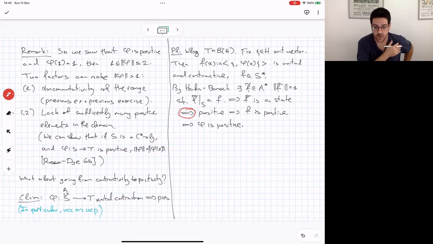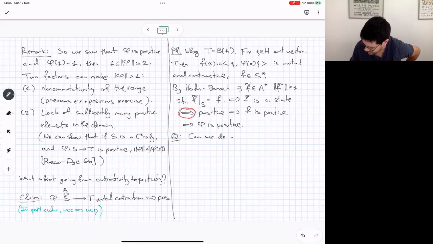Okay. So can we do better than this in the sense of the type of the domain? What do I mean by that? A question: can we do better than this in the sense of the domain, of the type of the domain?